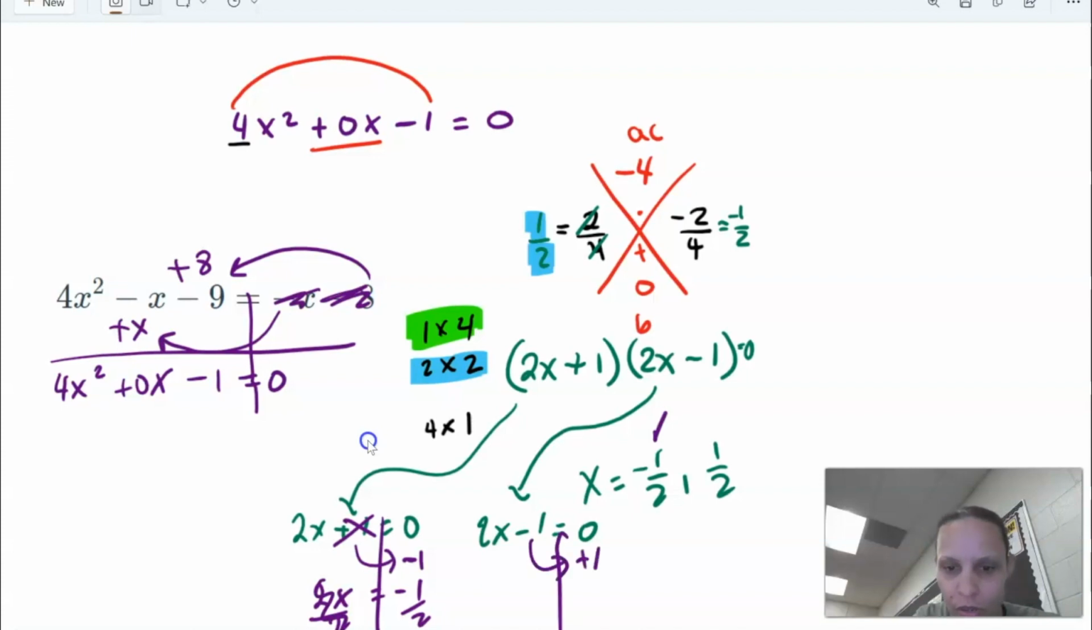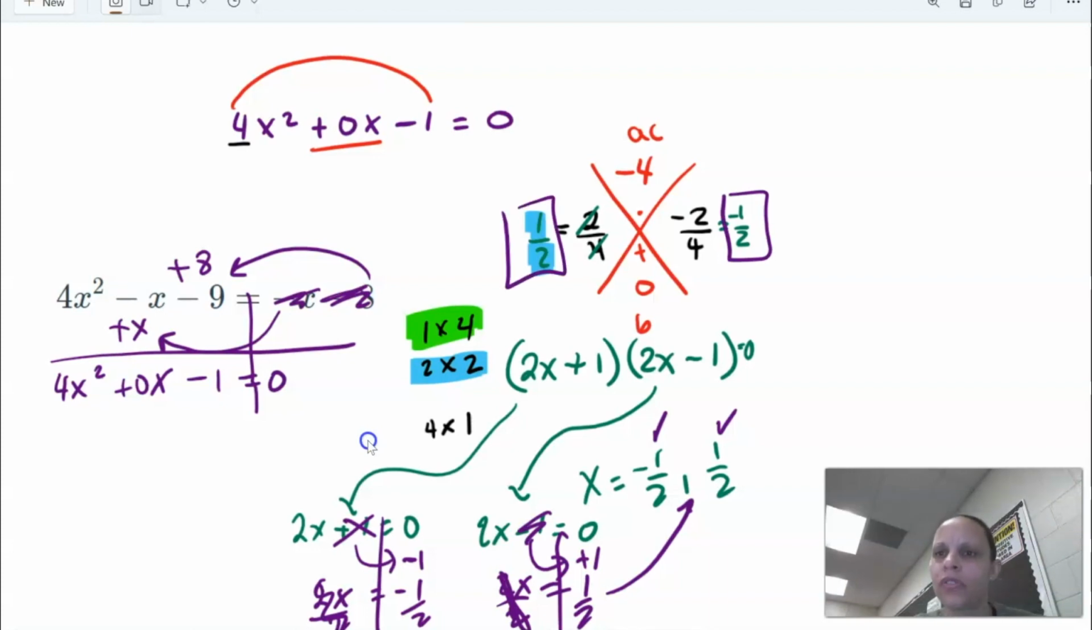Come right here. Take this to the other side. That's plus 1. So I have 2x equals 1. Divide both sides by 2. And there I have it. X equals 1/2. Okay, so again, you can actually solve this out, or you can realize that your factors are your answers. Just change the signs.